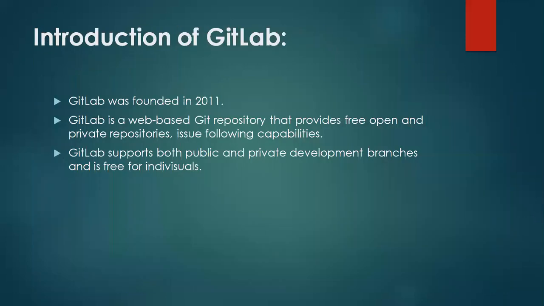Next, introduction of GitLab. GitLab was founded in 2011. GitLab was originally a fully open source software distributed under the MIT license. It was split into two distinct versions, GitLab CE, that is Community Edition, and GitLab EE, that is Enterprise Edition. GitLab is a web-based Git repository that provides free, open, and private repositories. It is a complete DevOps platform, and it allows users to inspect previous code.